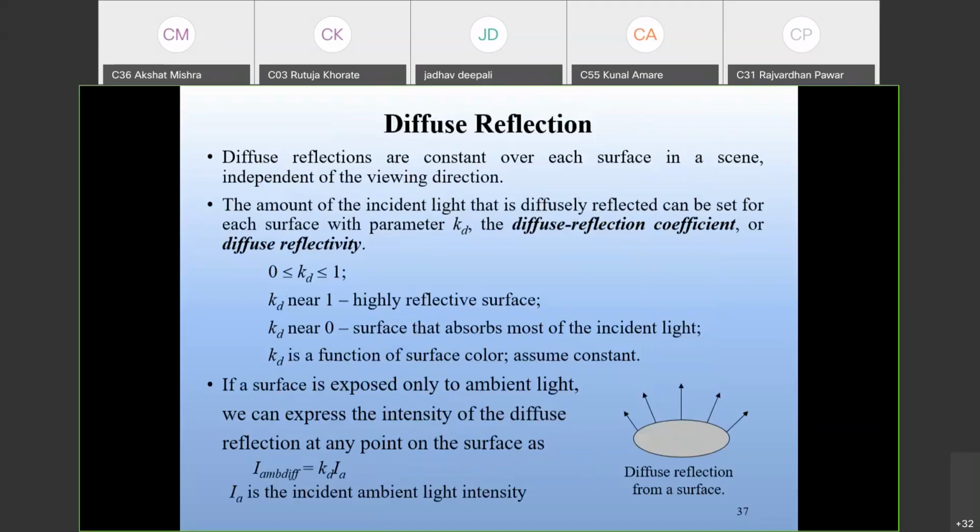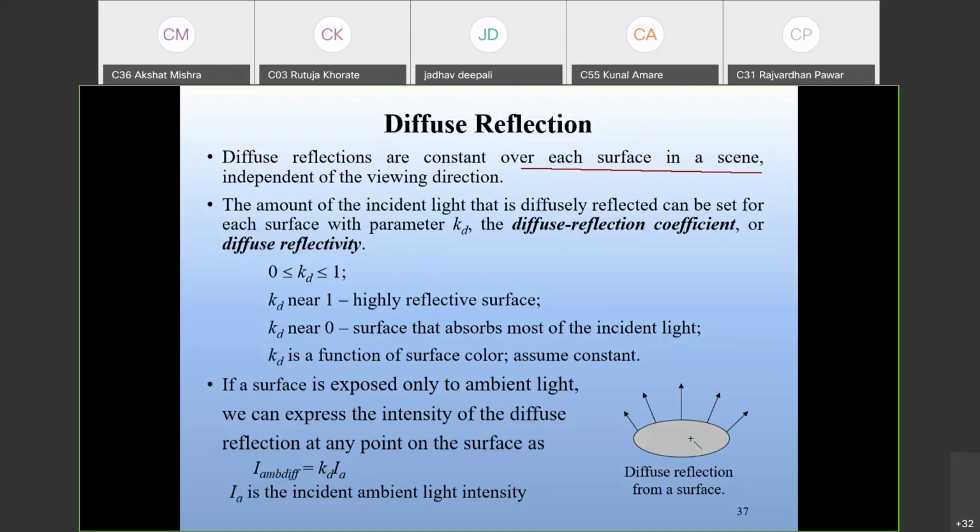Previously we have seen the ambient reflection, with the coefficient value Ka, which is the rate or coefficient of the reflection. Now diffuse reflection. This example is shown here. Diffuse reflection means the light is incident on the surface and it is reflected in all directions. That we call diffuse reflection. Diffuse reflections are constant over each surface in the scene.